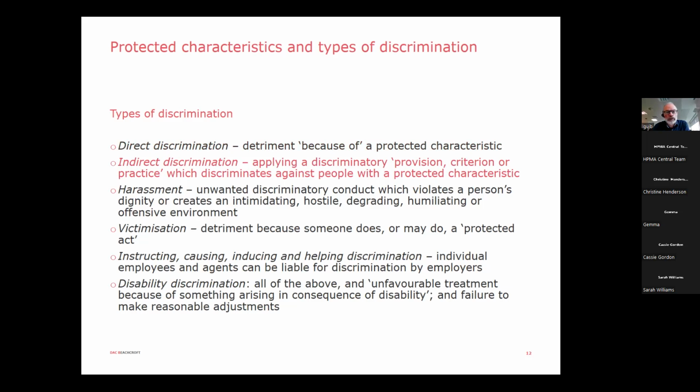Indirect discrimination consists of applying a discriminatory provision, criterion, or practice which discriminates against people with a protected characteristic. And I always find that the easiest way of explaining what indirect discrimination is to use an example. And probably the easiest example that people will be familiar with is equal pay cases, which are not exactly the same as indirect discrimination, but the principles are the same.